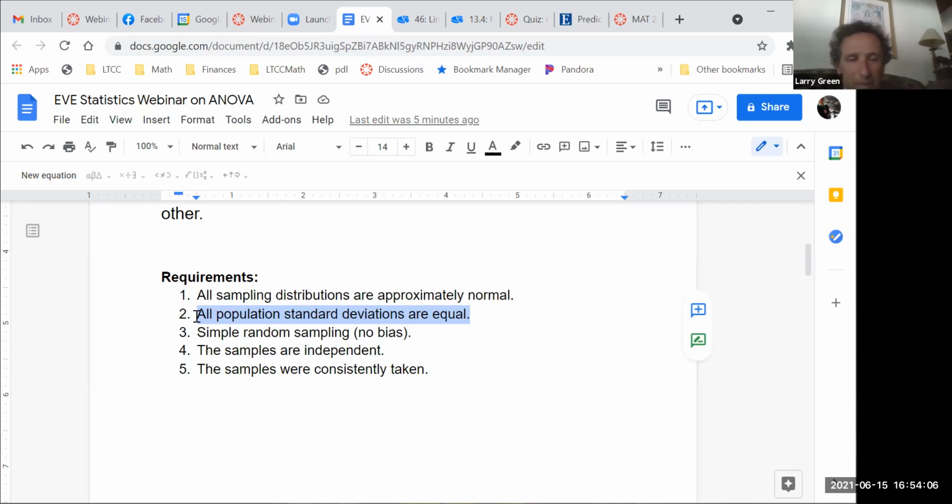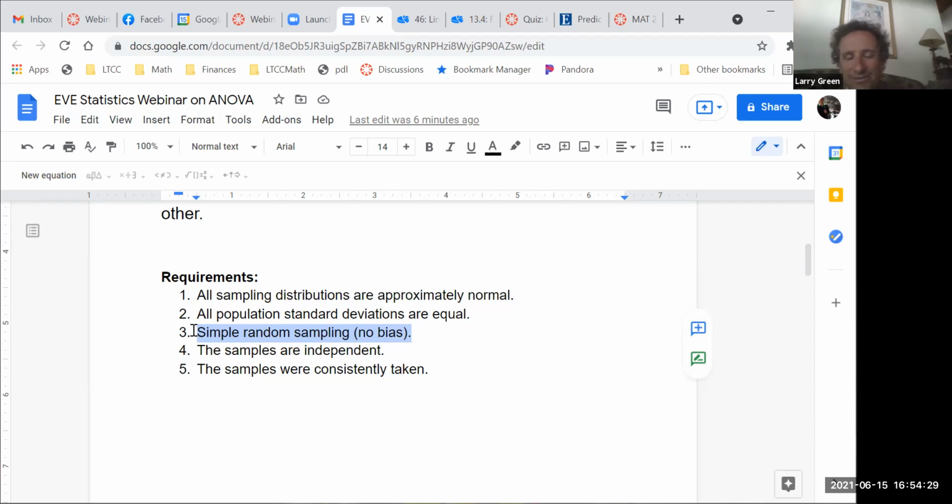Okay, so all population standard deviations are equal. Number 3 was the same assumption we've made for every single hypothesis test and confidence interval in this class. And that is, we don't have a bias study. If you have a bias study, then don't trust it.